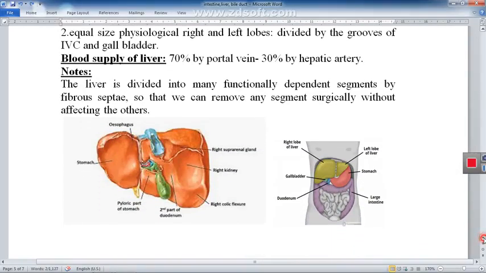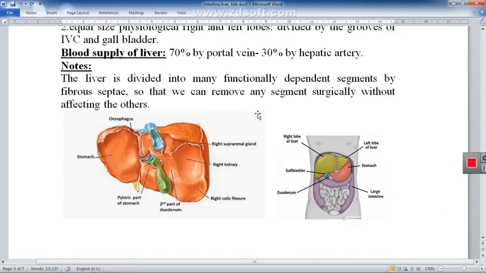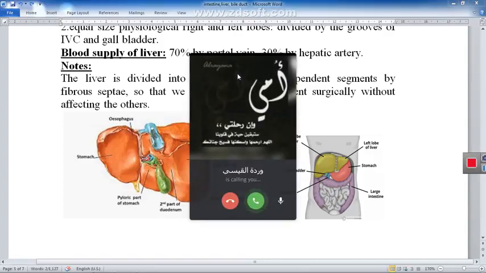An important note here is that the liver is divided into many segments. Each of these segments is a functional unit. It is surrounded by fibrous septum, having its own artery, vein, lymphatics, bile duct. So in disease, you may remove any of these segments of the liver without affecting the functions of other segments. Such segmentation has also been seen with the lung.